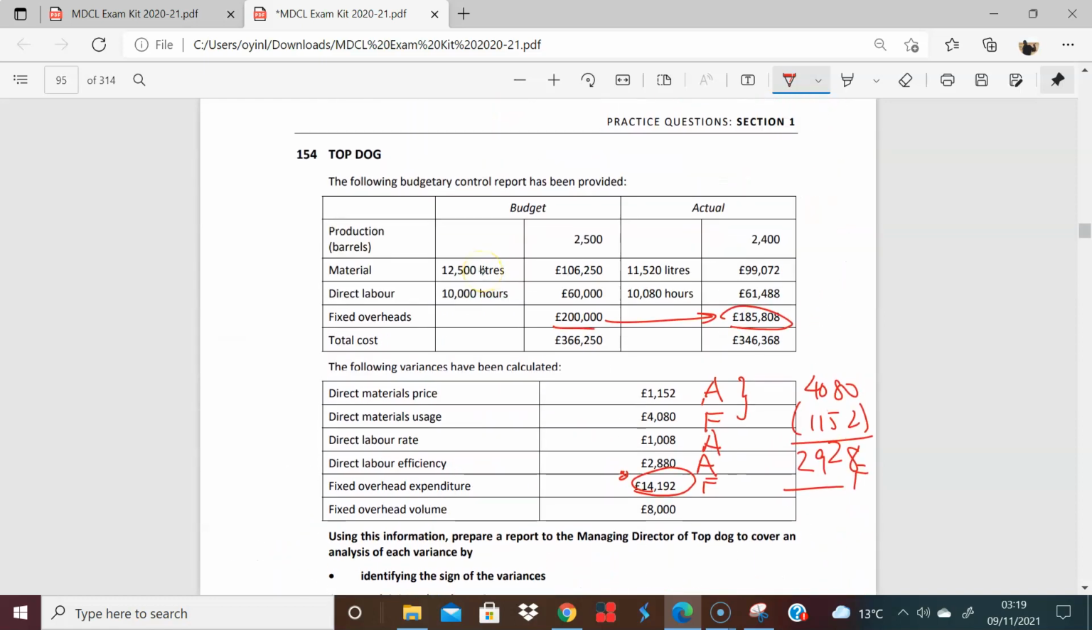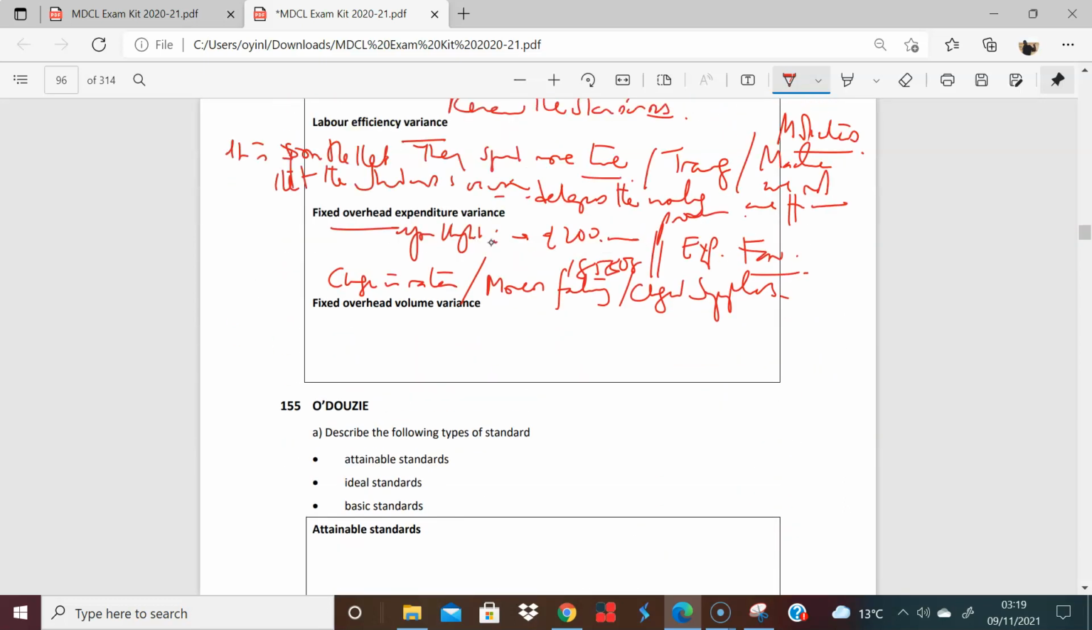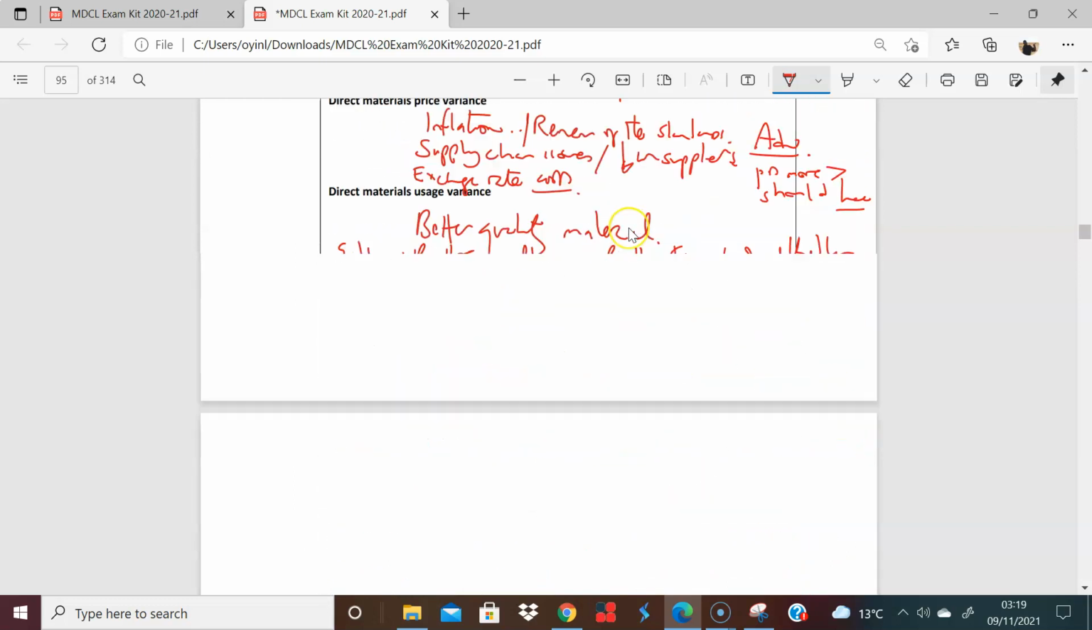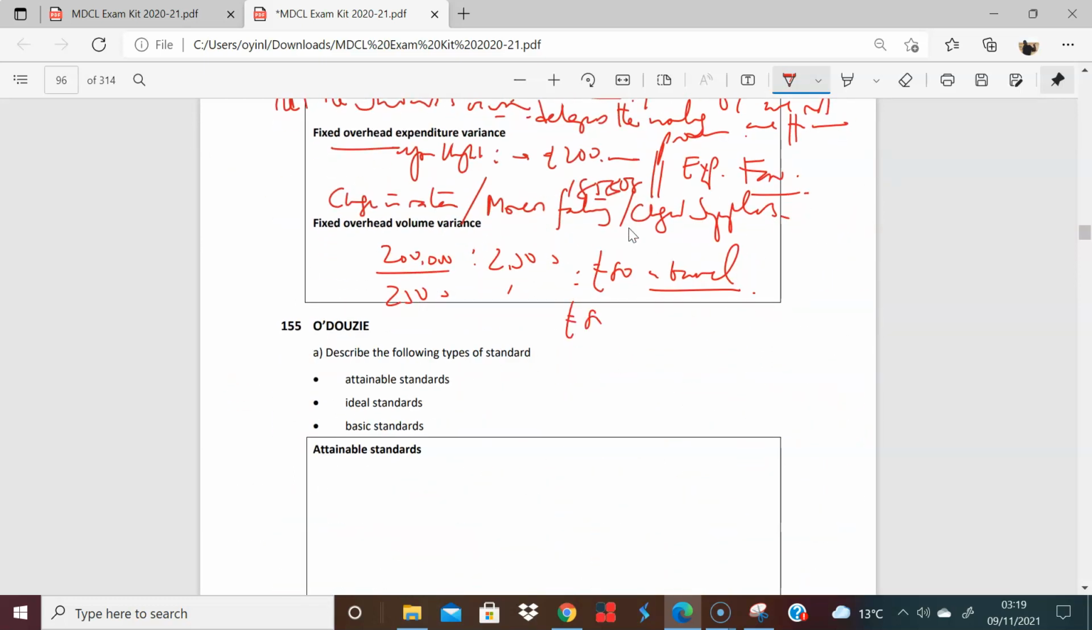All you need to do is argue that, listen, with every unit, remember 200,000 and 2,500, you're saying that with every barrel, you have 200,000 pounds and you have 2,500 barrels. So you're saying with every barrel, you're going to put in 200,000 divided by 2,500. You're going to put in 80 pounds a barrel. And you produced 2,400. So what ends up happening is in your accounts, you will currently have 80 times 2,400, and that's 192,000.